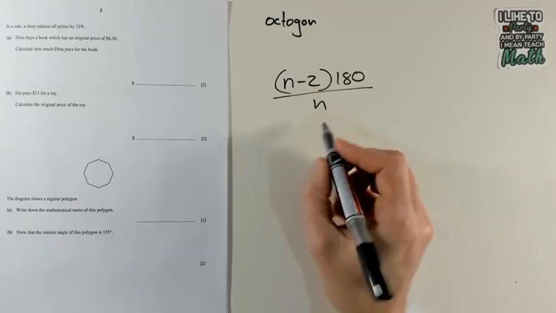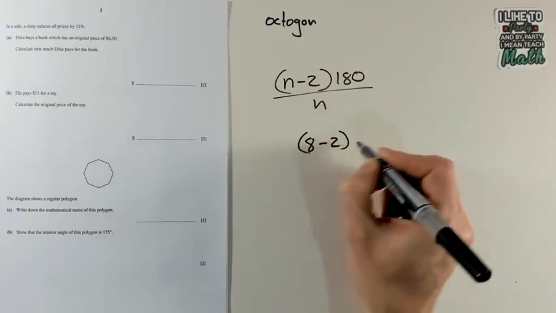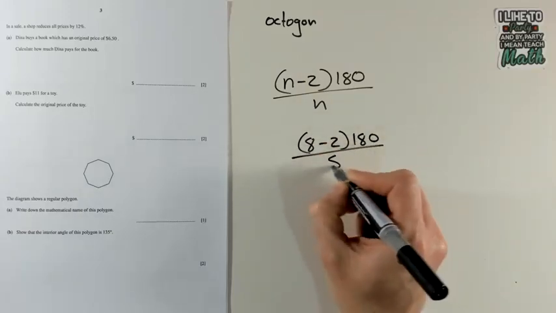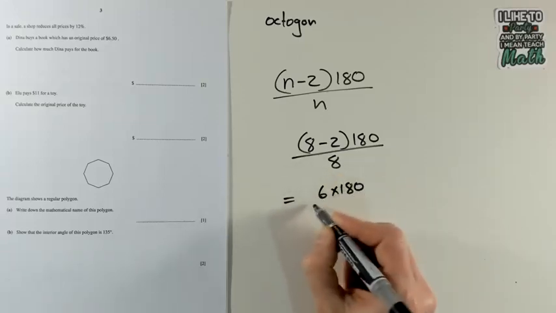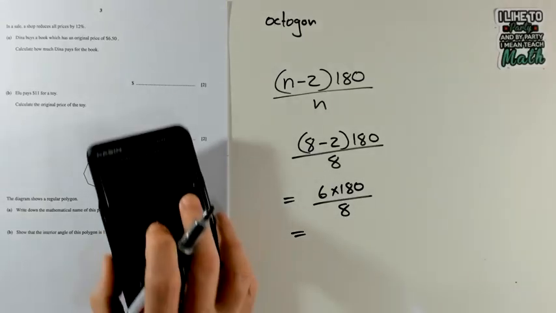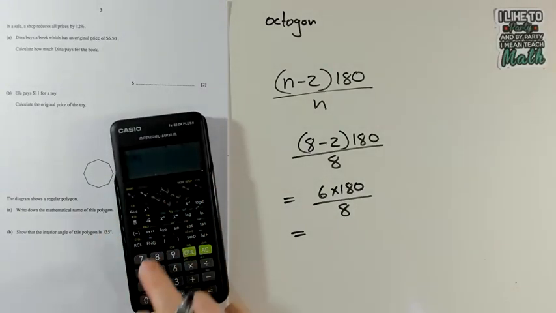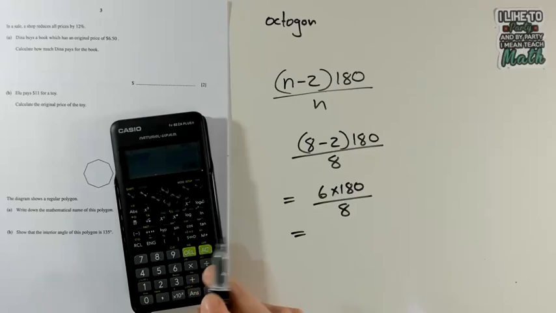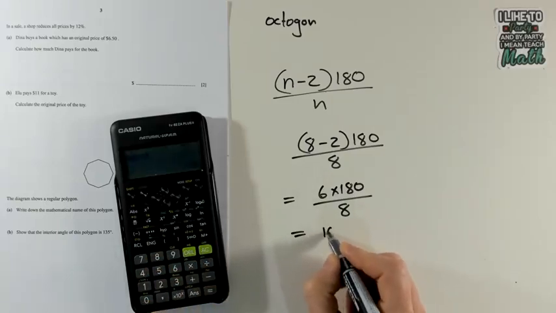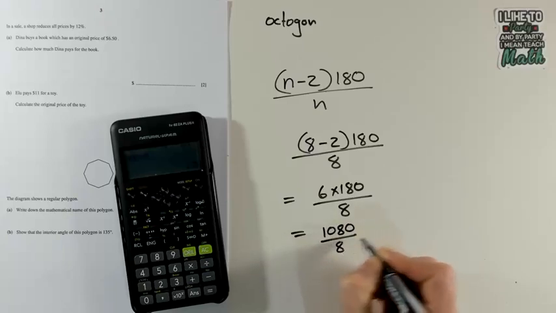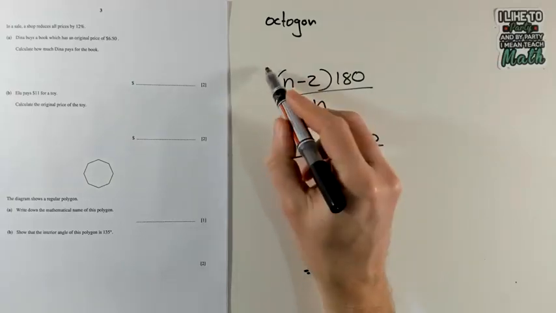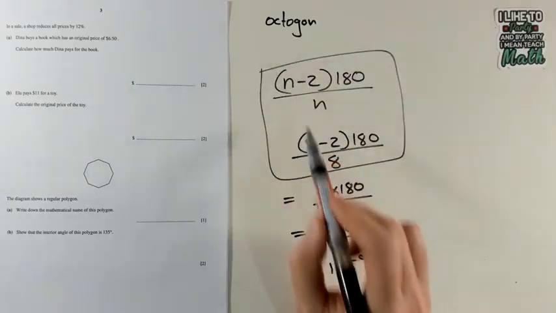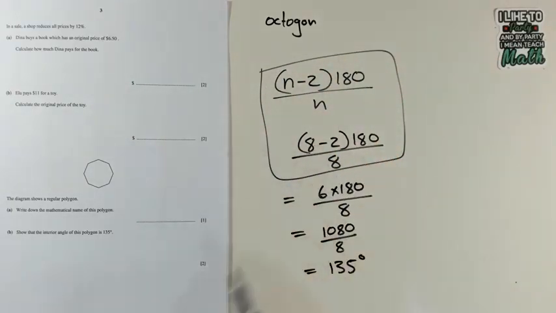Because it's an 8 in this case, we're going to say 8 minus 2 times 180, and we're going to divide that by 8. So on my calculator, it's going to be 6 times 180 divided by 8. Maybe you can do it without a calculator. I'm sure I can, but I don't want to now. That's going to be 1080, and then divided by 8 is going to be 135. So I'll write it like this, over 8, and then equals 135. So that is me showing it. This is very important that you show these two steps where you have your formula and you insert your amount.